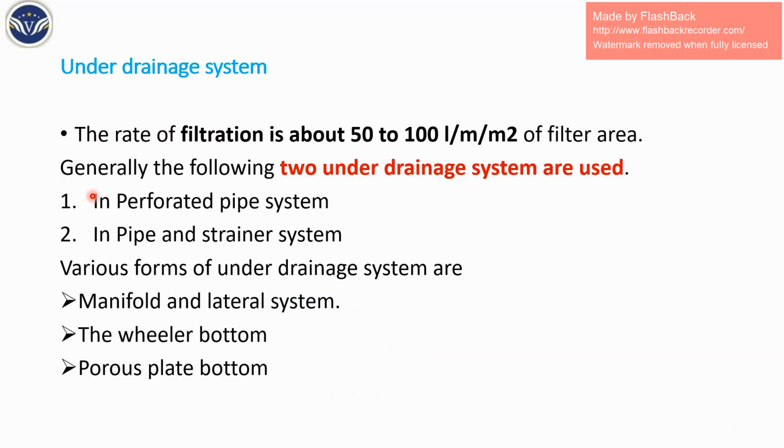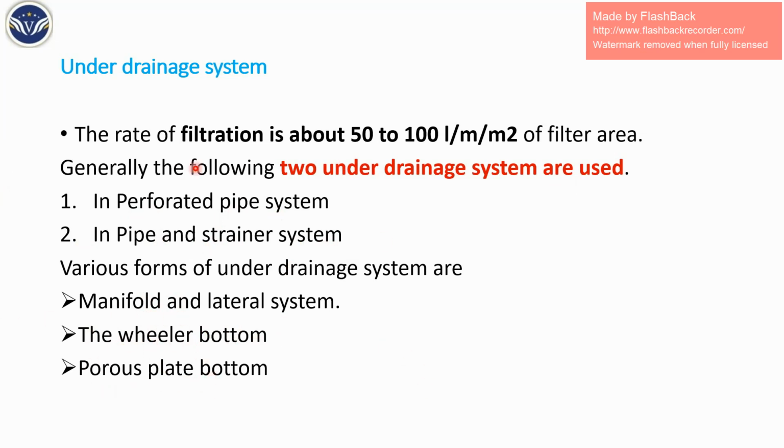Next, the under drain system. Here there are two drainage systems. One is the perforated pipe system, and the other is the pipe and strainer system. Again, they have various forms, like the manifold and lateral system, Wheeler system, and porous plate system.